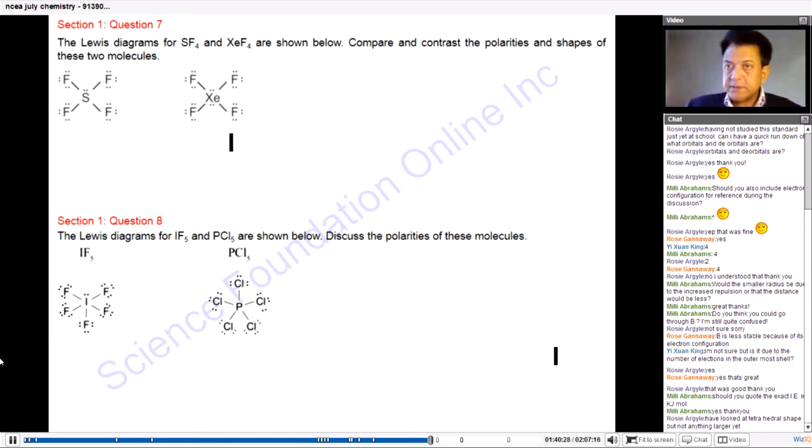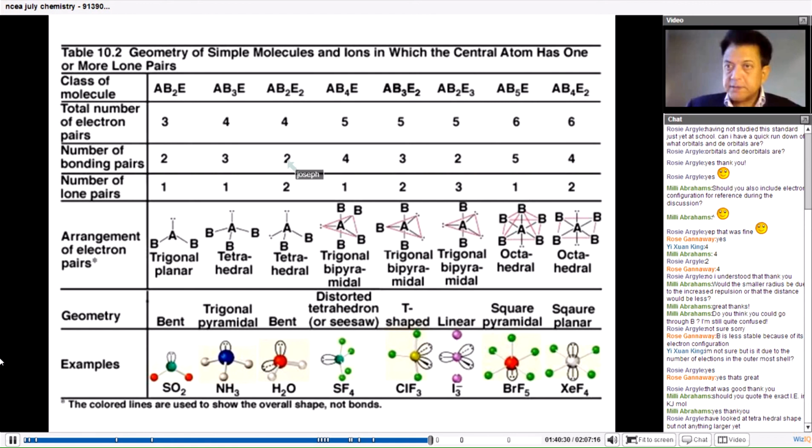Let me go over to the next slide, where I've actually put these geometries of different things. Let's go through it quickly first and then apply it with these examples. Geometry of simple molecules and ions in which the central atom has one or more lone electron pairs. Now, this is like the lone electron pairs, number of bonding pairs. The B is the number of bonding pairs. E is the number of lone electron pairs, and the total number of electron pairs is there.